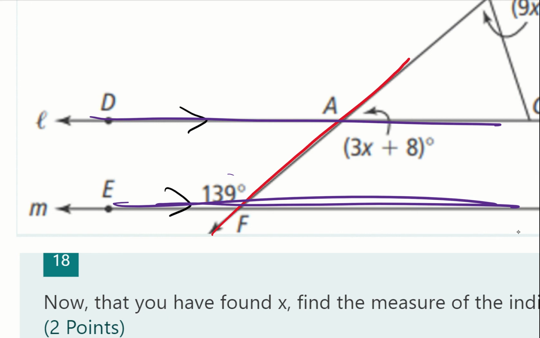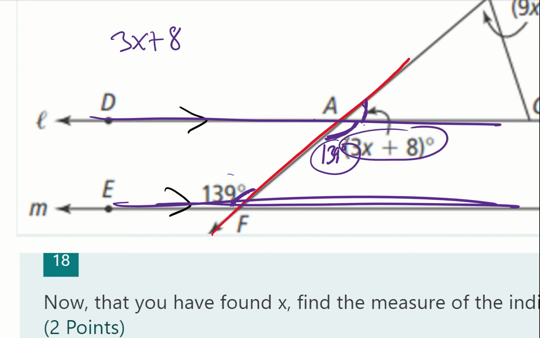So we know that this angle is on the inside and this angle is on the outside, right? So we know that this angle and this angle are alternate interior. And so if that's 139, this is 139. And then 139 and this top angle form a linear pair. They have to add up to 180 degrees. And so I know that this plus 139 has to equal 180. And there's my equation.